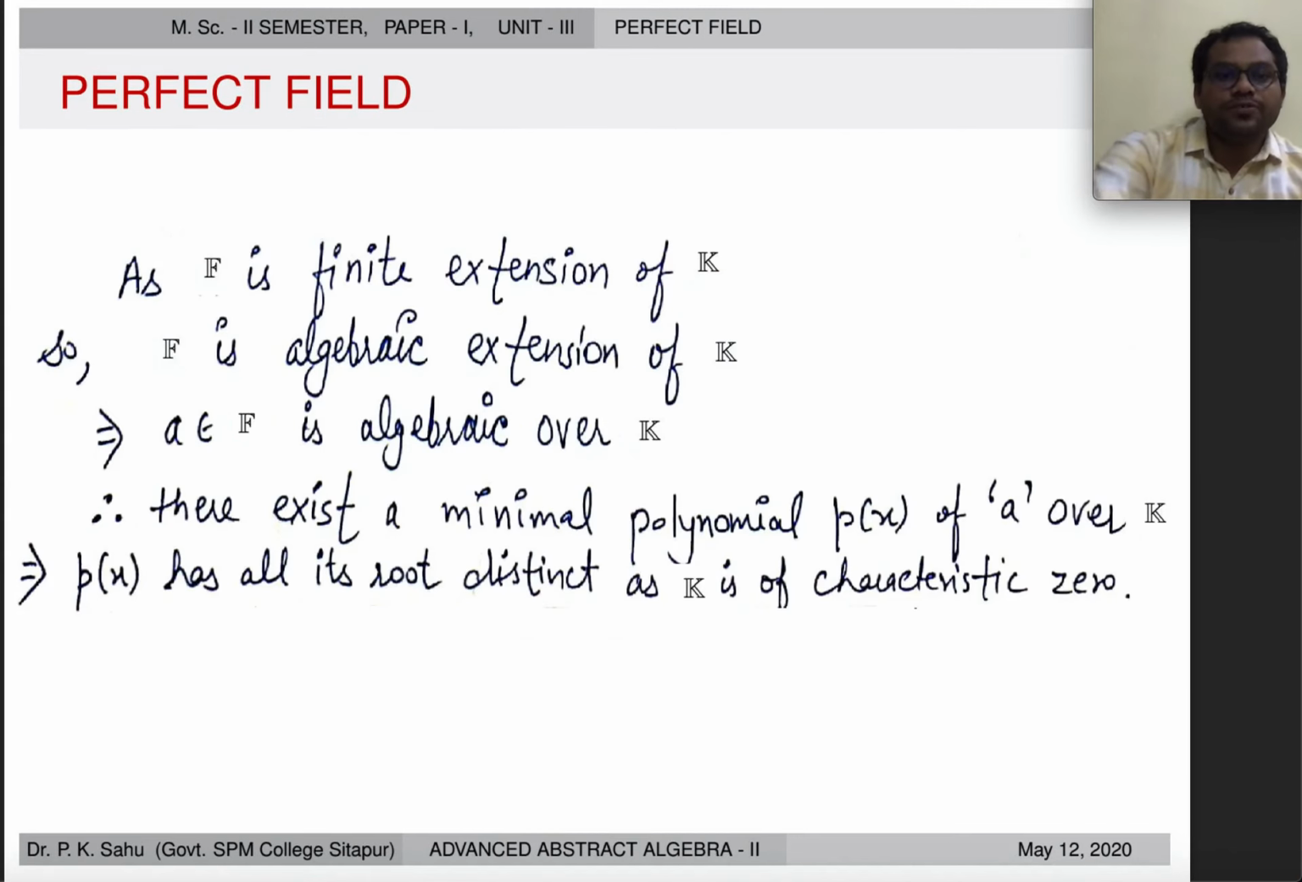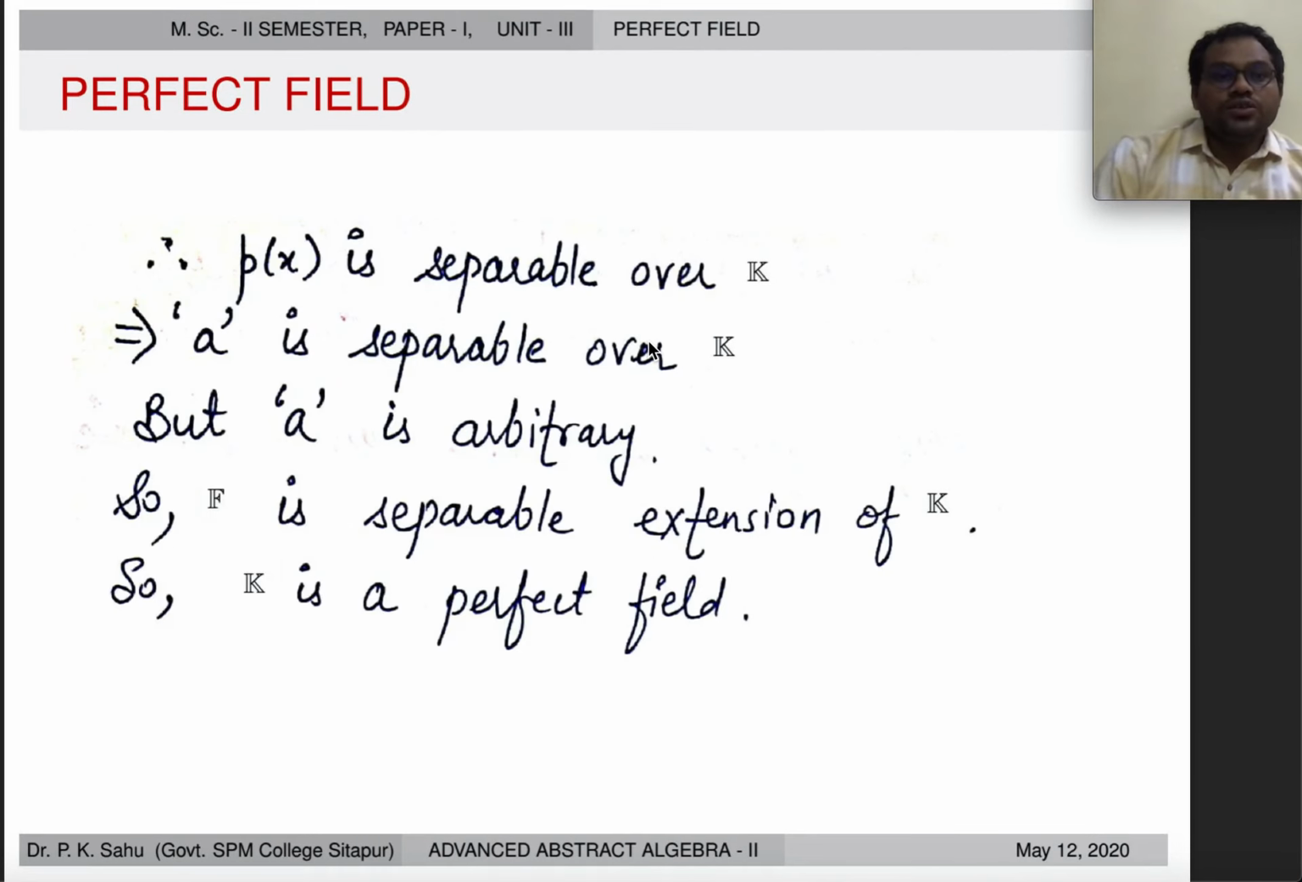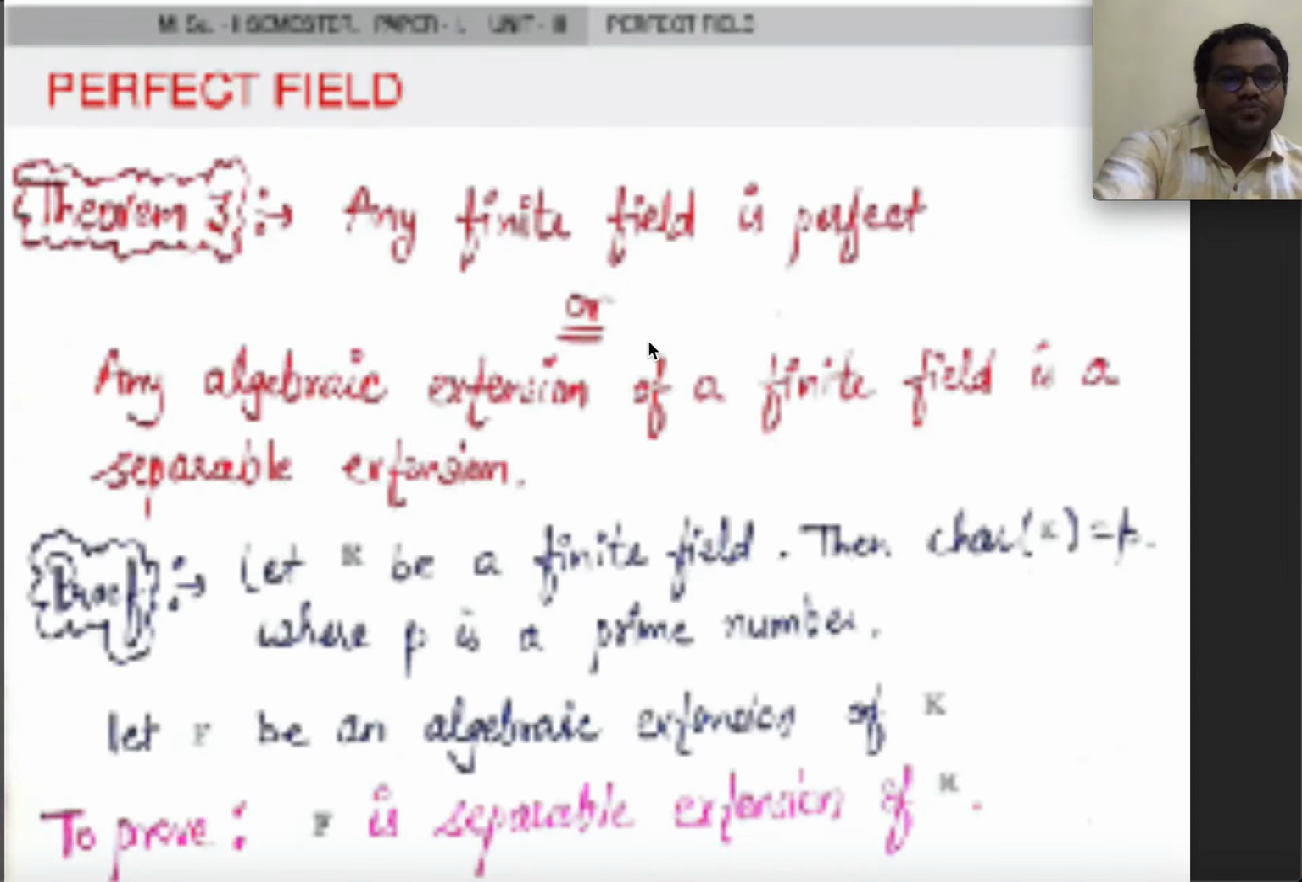Now as F is a finite extension of K, given to us, F is an algebraic extension of K. So any a which lies in F is algebraic over K, and there exists a minimal polynomial p(x) of a over K such that p(x) has all its roots distinct, as K has characteristic 0. So p(x) is separable over K, which implies a is separable over K, but a is arbitrary. We have taken a arbitrary, so F is a separable extension of K. So this implies K is a perfect field by using the last property.